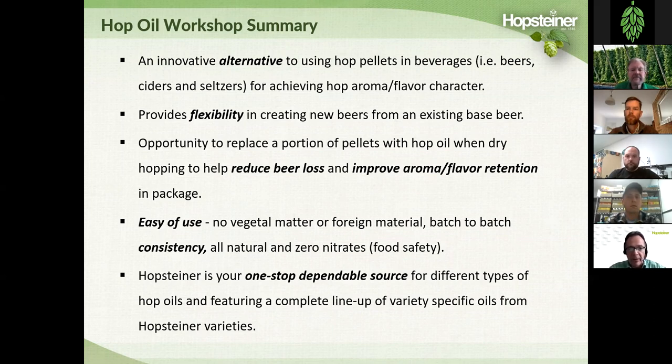We have no nitrates impact. We have consistency from batch to batch. There's no impact from crop here. So we can say that we are able to bring in multiple products into the world of beverage production.